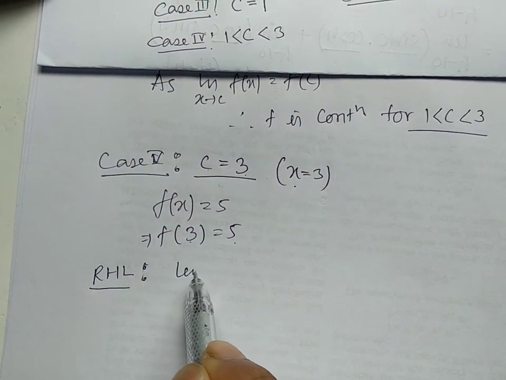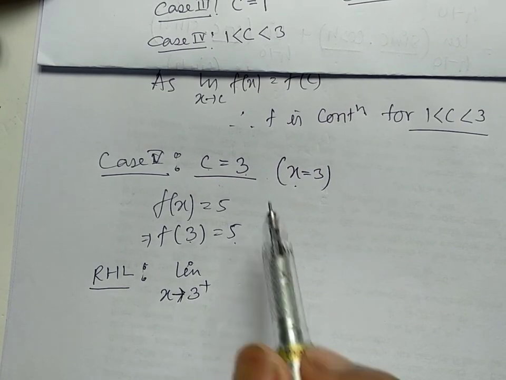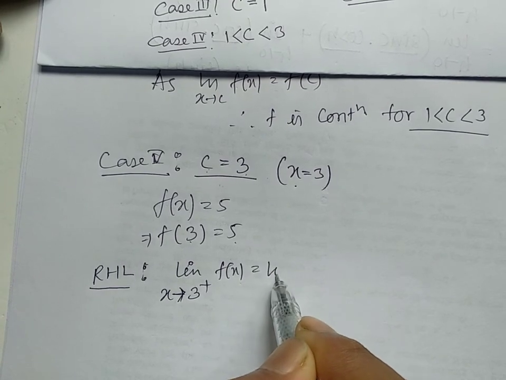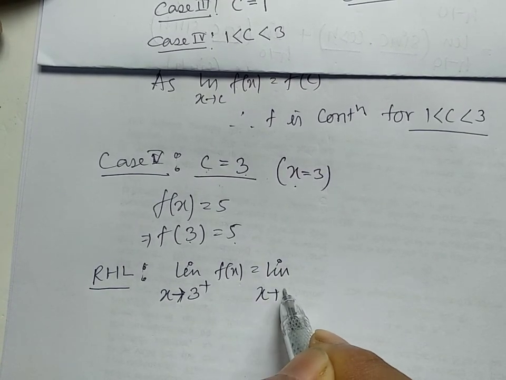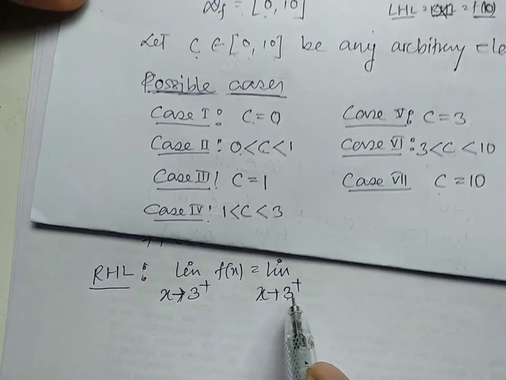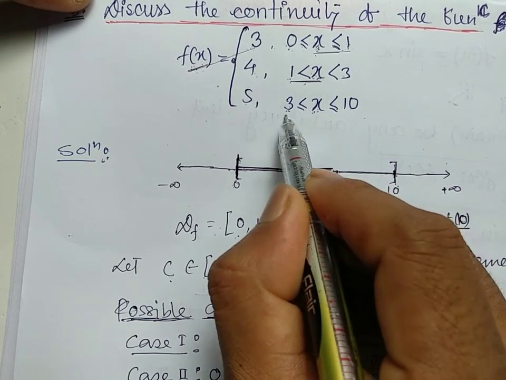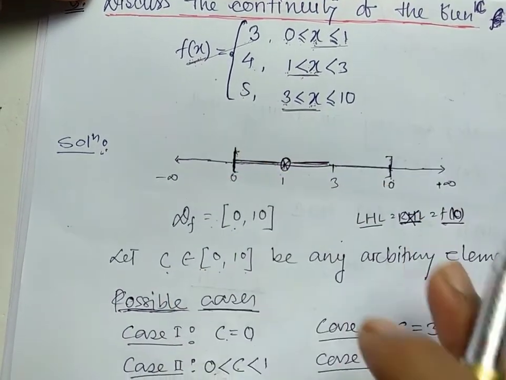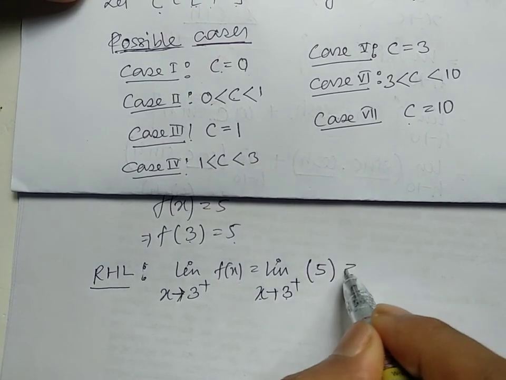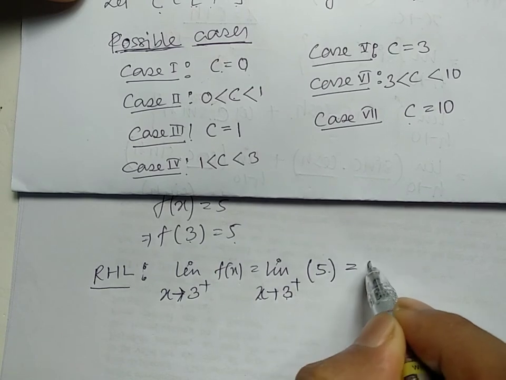So right hand limit means what? Limit x tends to 3 plus. Here we are not considering c plus because here we have got the exact value of c. So limit x tends to 3 plus f of x, that means for all those values of x greater than 3. If the value of x is greater than 3, what is its functional value? 5. That's why in place of f of x we'll write 5. In place of x what you have to put? 3, but x is not there, so the answer will be 5.